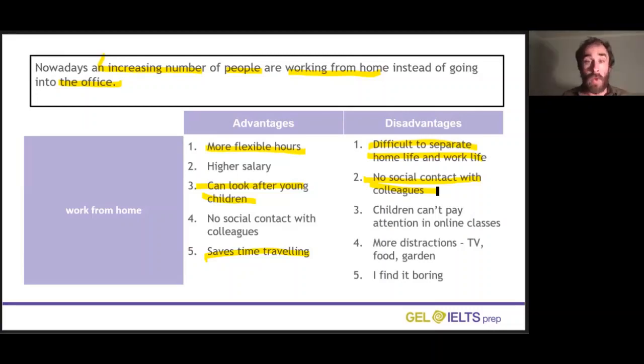Number 4, there are more distractions. Okay, I think this is a good point. Maybe from the perspective of an employer, your employees might be less productive. So this is a good argument here.